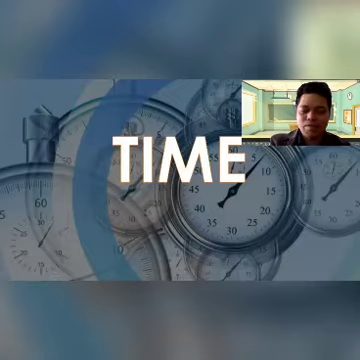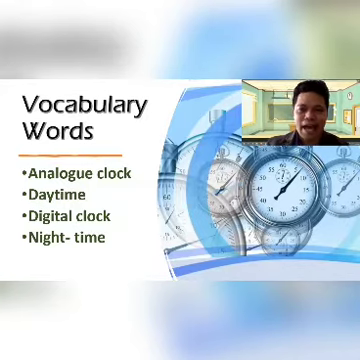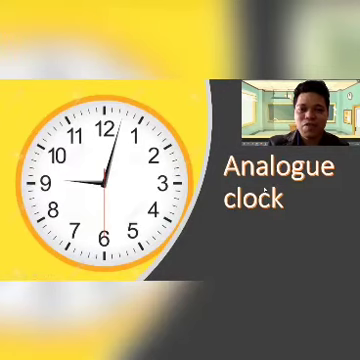Okay, so before anything else, I'm going to share with you the vocabulary words. Here are the vocabulary words. Can you say after me? First is analog clock. Again, analog clock. Daytime, daytime. Digital clock, digital clock. Nighttime, nighttime. For you to understand it clearly, I'll show you some pictures.